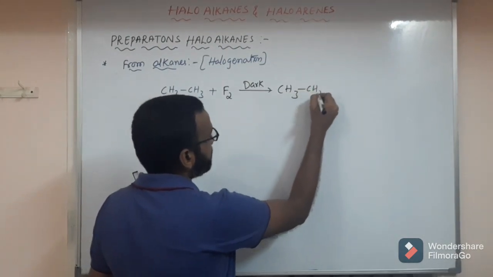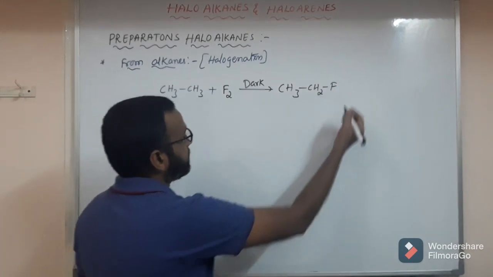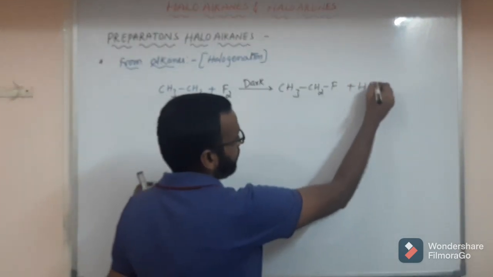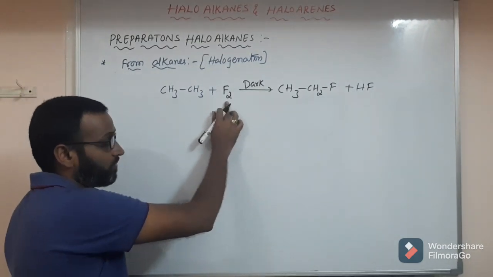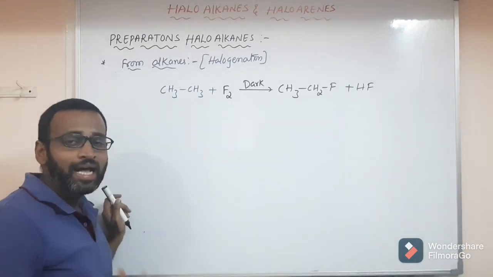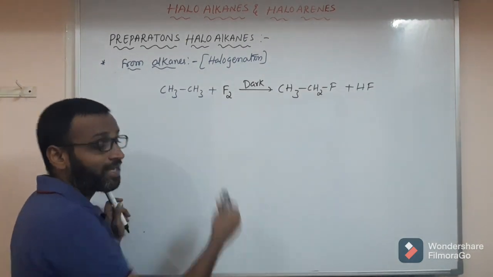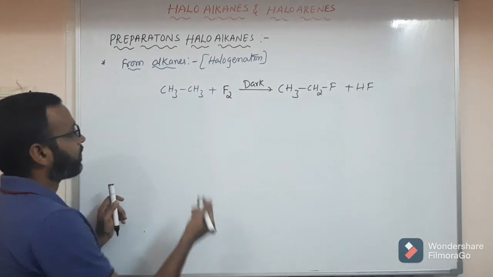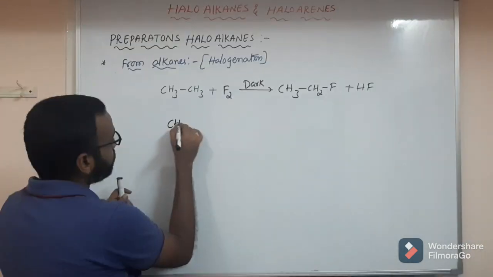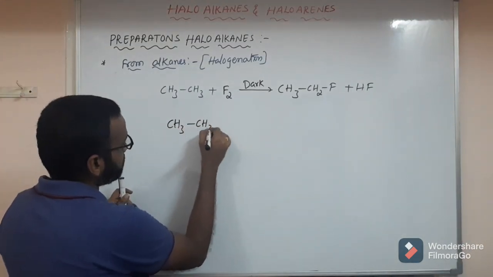Then you will get CH3CH2F plus HF. It's a highly explosive reaction because the F single bond F dissociation energy is very low. As you know, fluorine is the most electronegative atom. This is a very important thing. Next, come to another particular reaction.